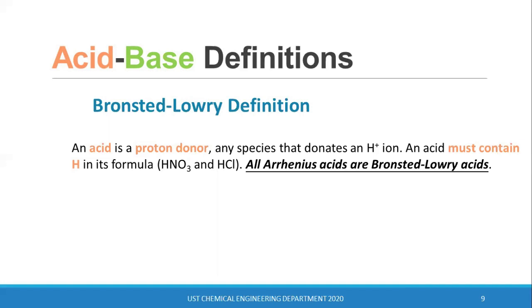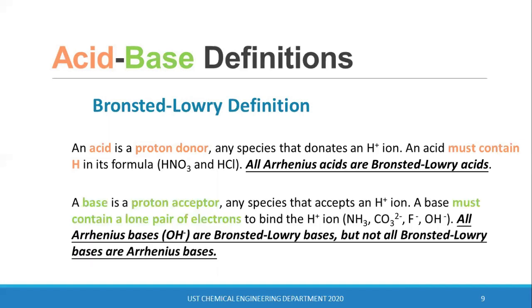Based from this definition, we can conclude that all Arrhenius acids are also Bronsted-Lowry acids, and also vice versa. On the other hand, a base is defined as a proton acceptor or any species that accepts a hydrogen ion. For it to accept the hydrogen ions, it must contain a lone pair of electrons. Examples are ammonia, carbonates, fluorides, and hydroxide ions.